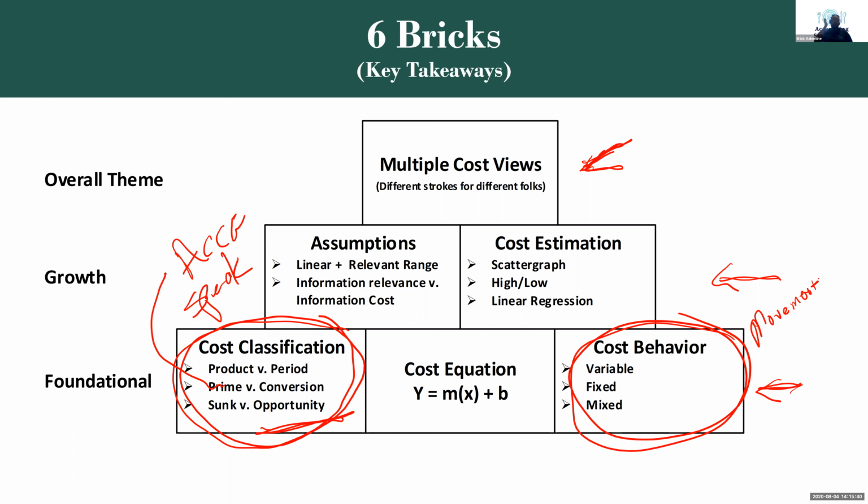One is variable. And so as your activity goes up or down, those costs also go up or down. You know, you work more hours, you make more money. If you drive more miles in your car, you're going to use more gas. Exactly.